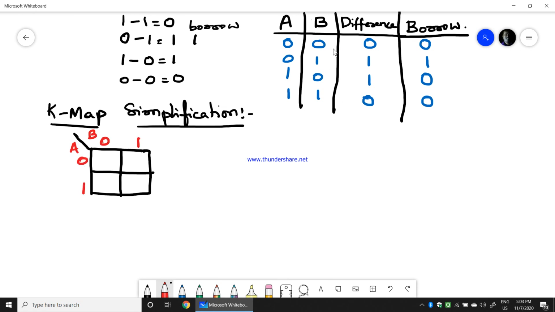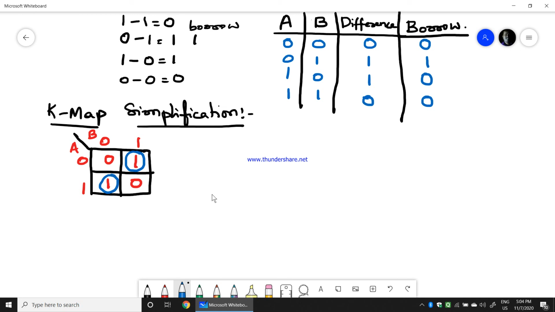Now for 0 0, difference is 0. For 0 1, difference is 1. For 1 0, difference is 1. Whereas for 1 1, difference is 0. Therefore, these bits cannot be grouped. We have to group them individually. So no vertical or horizontal grouping is possible here, so we group them individually.